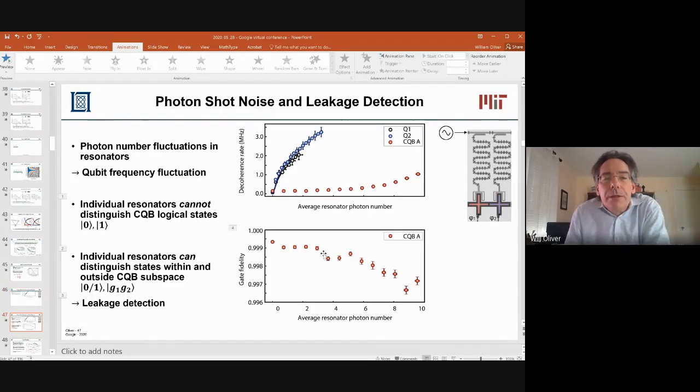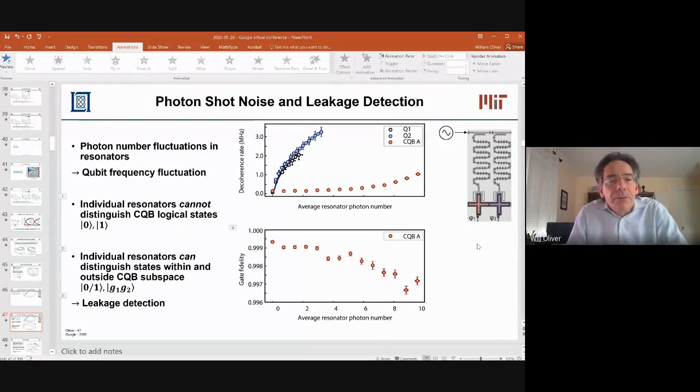But then with the CQB, you can see that it's a much, much lower decay rate. And that's because even though each resonator may be fluctuating the underlying transmon, from the perspective of the composite qubit, it's protected to first order against that.